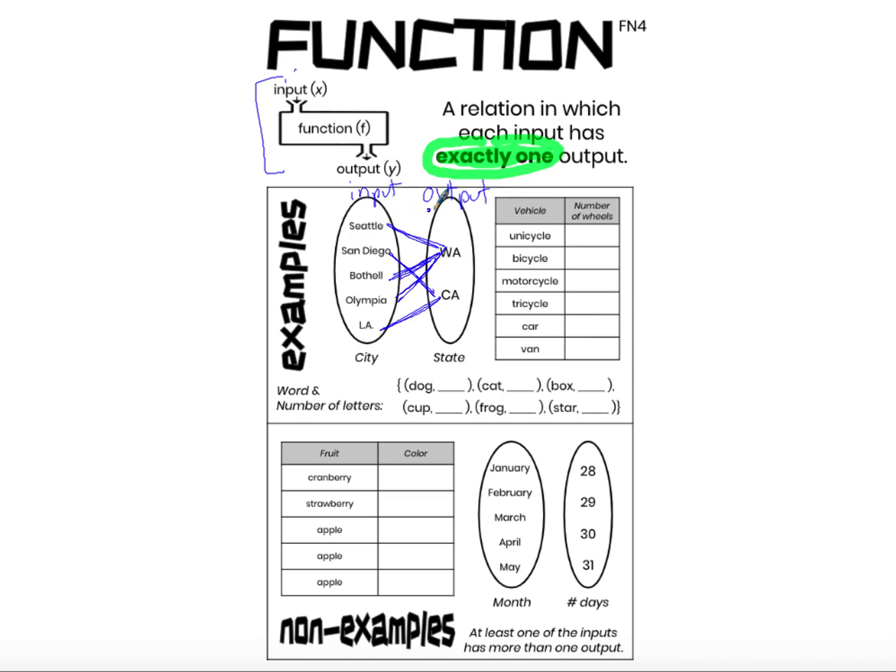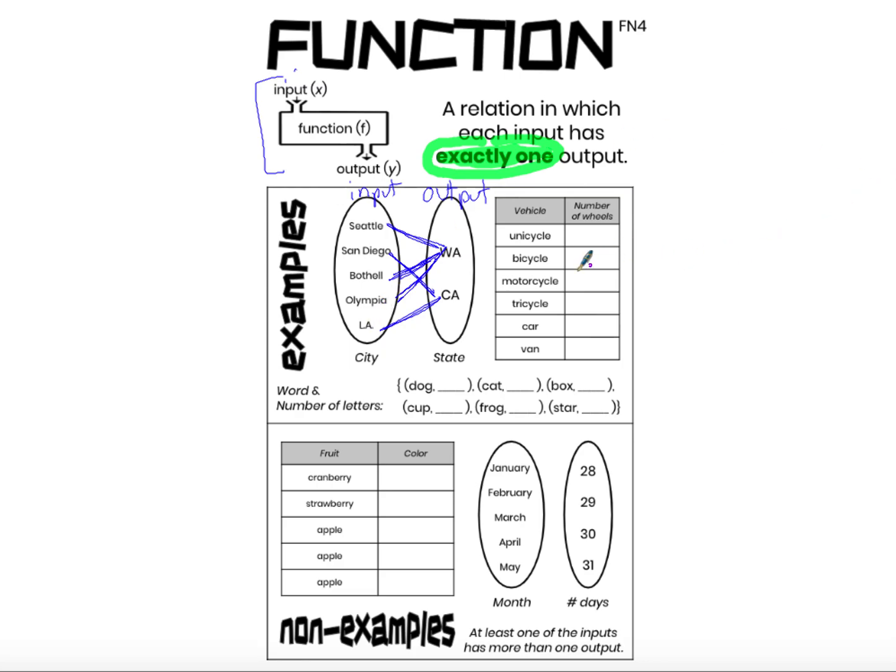Please notice that if we reversed input and output and said my input was state, my output is give me a city in that state, that would no longer be a function. If I said, hey, my input is California, inside my function machine, give me a city, sometimes I'd get San Diego, sometimes I would get LA, so it would not be a function.